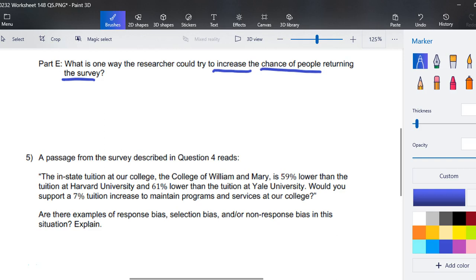The survey could be delivered in a different manner, like through online or text, and the survey could be shorter if it happens to be somewhat lengthy.